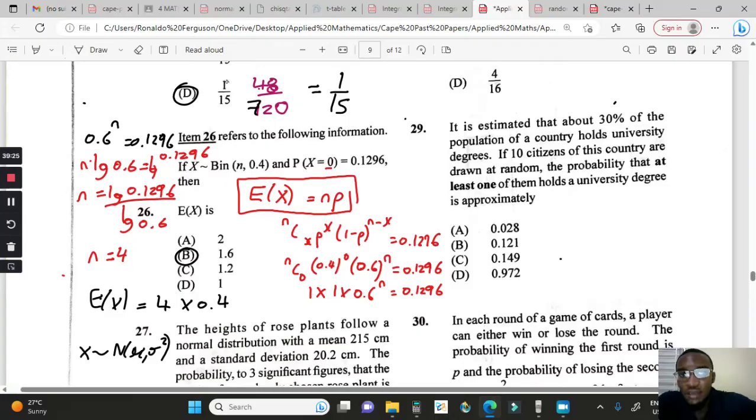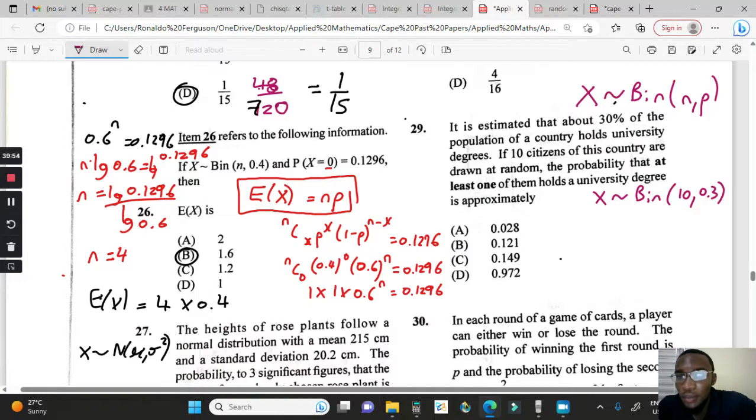Now it says it is estimated that 30% of the population holds a university degree. If 10 citizens of this country are drawn at random, find the probability that at least one of them holds a university degree. Always remember, once you get p and n, it is a binomial distribution. So X follows a binomial distribution of 10, 0.3. I want the probability that at least one of them holds a degree, so the probability X is greater than or equal to 1.